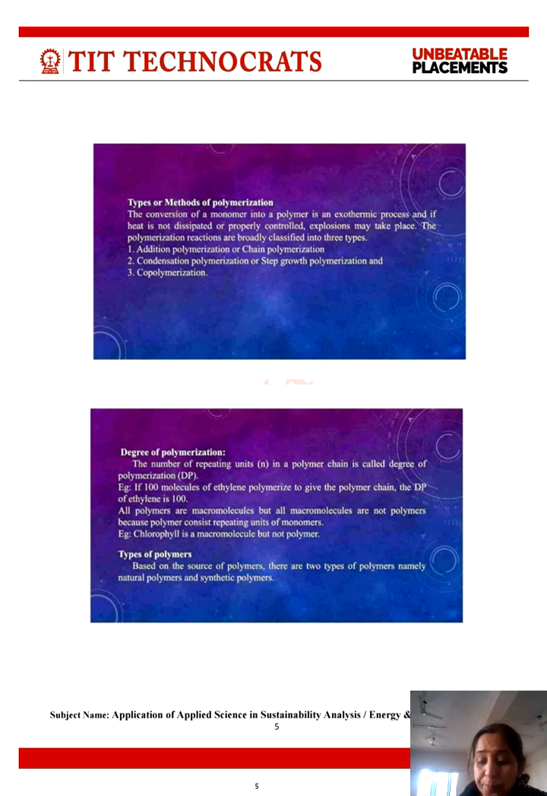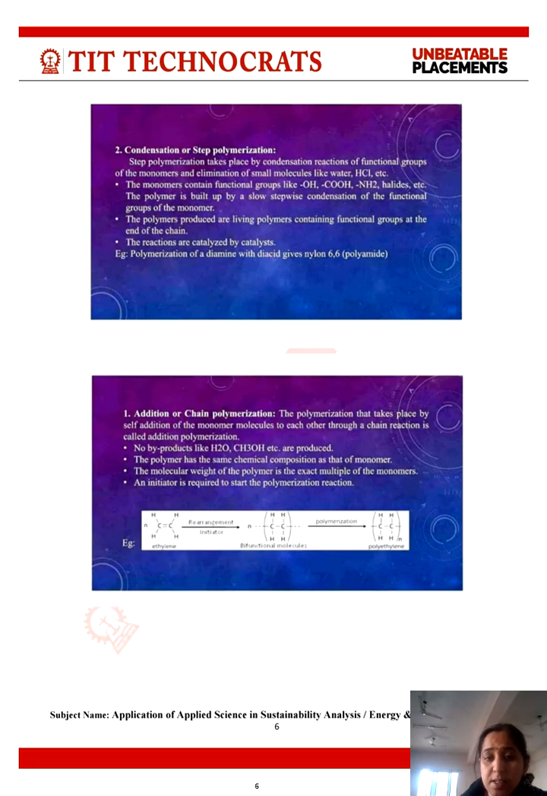Now we will see the next topic, condensation polymers. Condensation polymerization is also known as step polymerization. Whenever condensation polymerization takes place, water comes out as a byproduct. An example of condensation polymerization is the preparation of nylon 6,6.